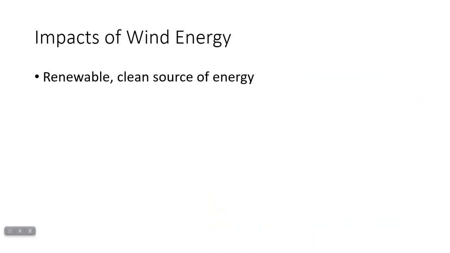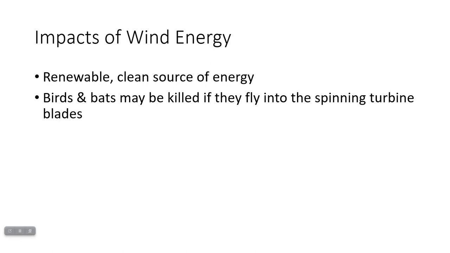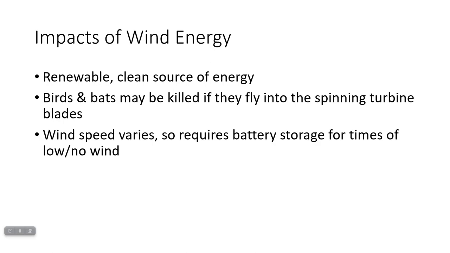Well, they are a renewable and clean source of energy. There are issues if they are in the flight paths or common flight paths of birds or bats. If a bat or a bird runs into the spinning blades while they're flying, they can be killed. So you have to be careful to place these in areas that may not be common flight paths for birds and bats. Then, wind speed can vary, so you have to have battery storage for when there are times of no wind or low wind speed.